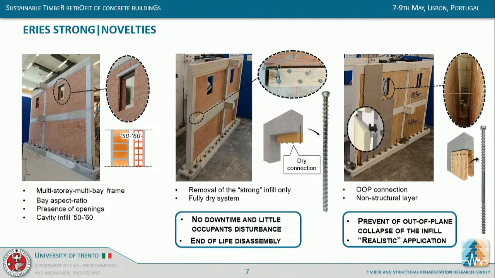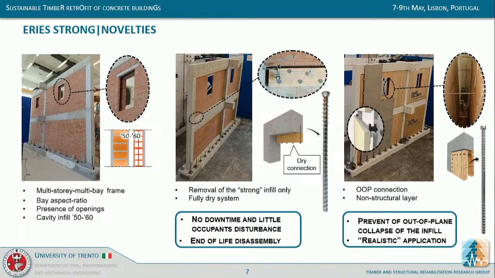With ERIES Strongs, there are some important novelties. And well, the first thing is that the system has been updated, and the first difference is that now it's fully dry. So also the subframe is installed, as I said, dry by using these 340 millimeters long screws originally developed for masonry. They have a double thread, a front thread that is for masonry concrete, and then a rear thread that is for timber.